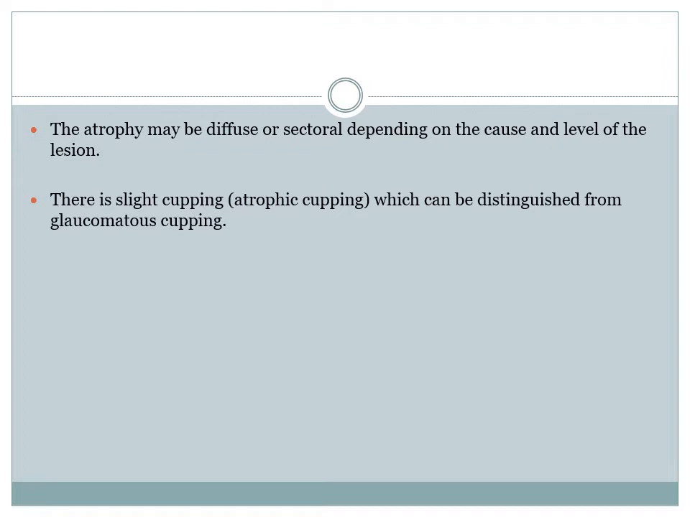There is slight cupping, atrophic cupping, which can be distinguished from glaucomatous cupping. So if slight cupping is seen, you will have to differentiate it from glaucomatous cupping. Other useful information you will get from glaucomatous cupping, like nasal shifting, bayoneting sign, etc. That will be helpful in differentiating primary optic atrophy from glaucomatous optic atrophy.